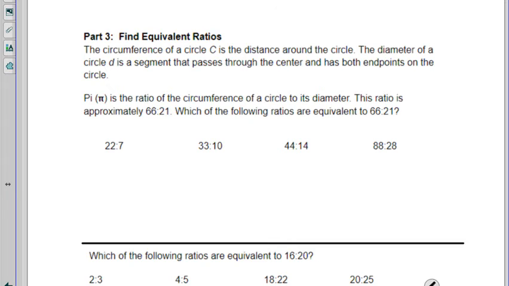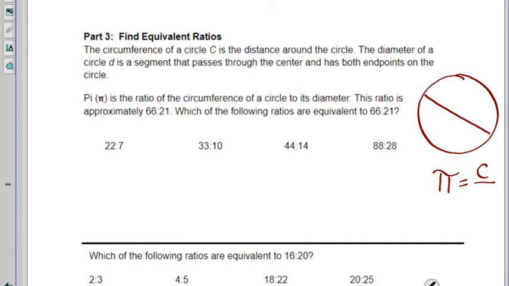For this next one, we're going to be trying to determine if things are equivalent ratios. We have this thing, the circumference of a circle. That's the distance around a circle. And we have its diameter. That's the distance across it. So this is your circumference, and diameter is across it. There is a ratio we call pi, and pi is the ratio of a circle's circumference to its diameter. Now this ratio is approximately 66 to 21. That's approximate. It's not exact, but it's about that.